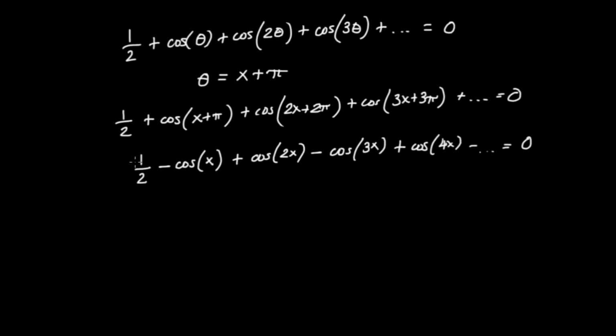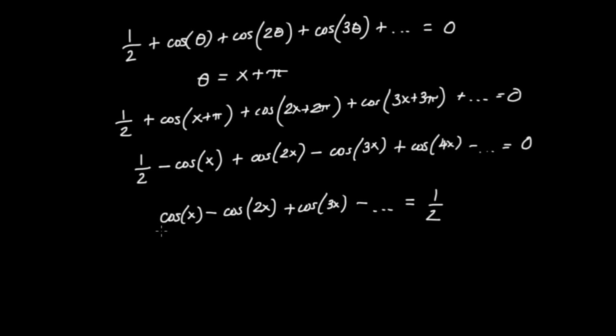The last thing I'll do with this infinite series is do a little bit of rearranging. I'm going to write cosine x first. Then I'm going to have minus cosine 2x plus cosine 3x minus dot dot dot is equal to 1/2. And hopefully you can see that this is just a rearrangement of this equation here.